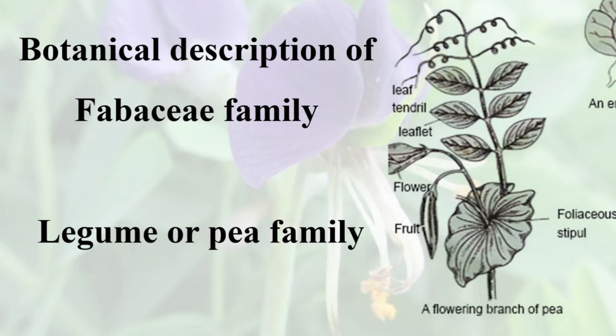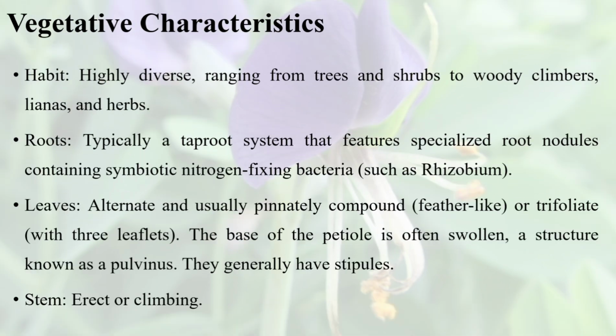In this video, we will discuss the Fabaceae family. Botanical description of the Fabaceae family, or traditionally called the Leguminosae or Papilionaceae family. Commonly known as the pea family, because the pea plant belongs to this family. So, what are the vegetative characteristic features? Habit is highly diverse, ranging from trees to shrubs to woody climbers, lianas and herbs. So, it varies in different species.